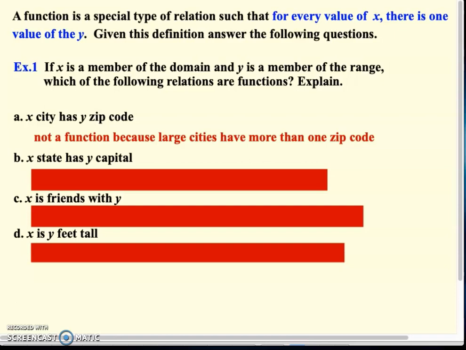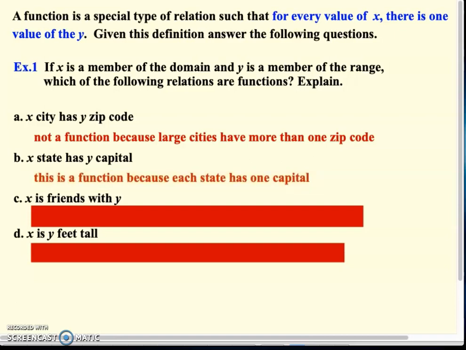X state has Y capital. Now if you think about this, does any state in the US have multiple capitals? No. One state, one capital, that's a function, one-to-one, one X to one Y.